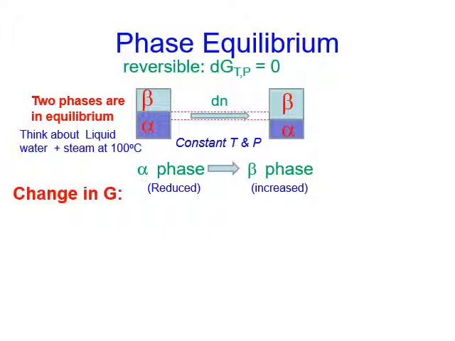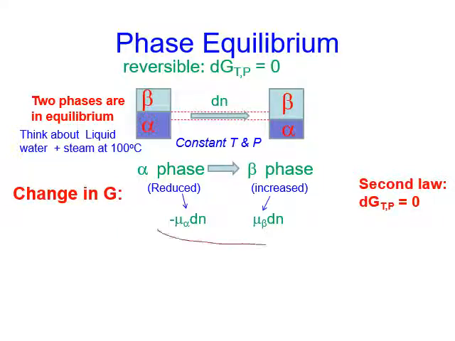Now, even if you have a change, either from alpha to beta or beta to alpha, for example, let's say alpha to beta. So the Gibbs energy change again for alpha is negative mu alpha dN, for beta is positive mu beta dN. But the second law says the total Gibbs energy shouldn't change. Delta G has to be 0. So when you add this together, it must be 0. So how do you make this to be 0?